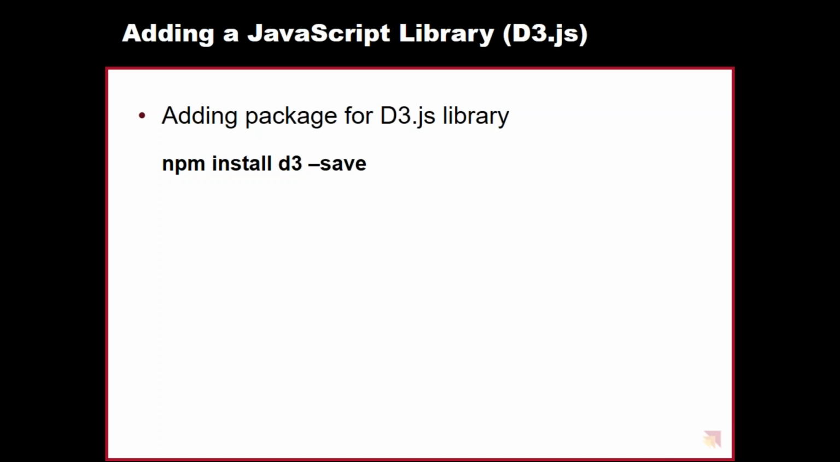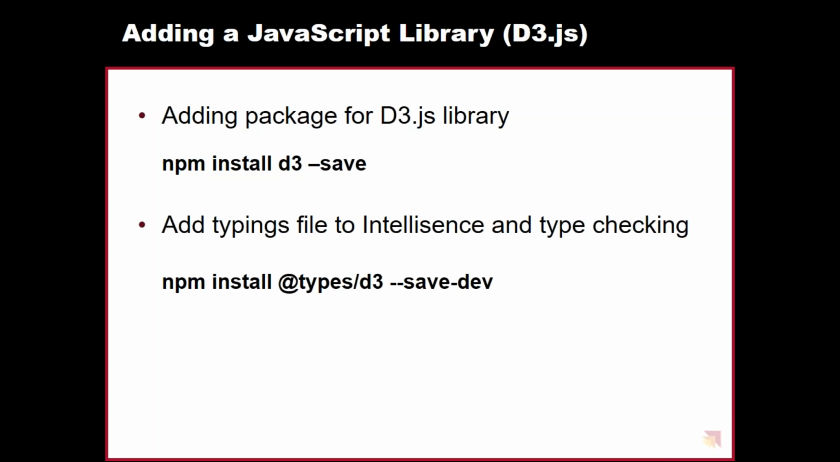Or if you wanted to use jQuery, well, you start by running npm install for the actual library, D3, and save that to my project. And then the other thing that you have to do is install the type definition, or what we call the typings file.